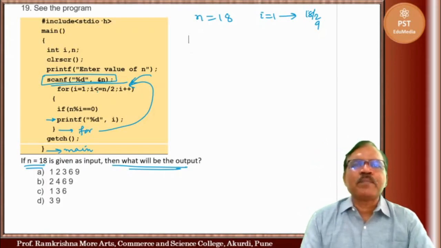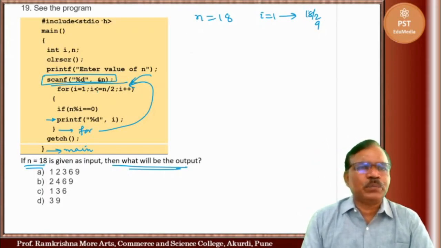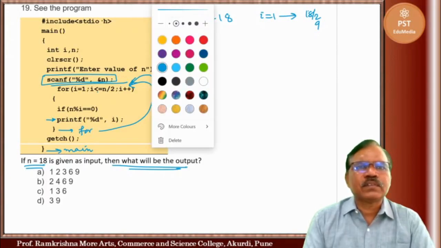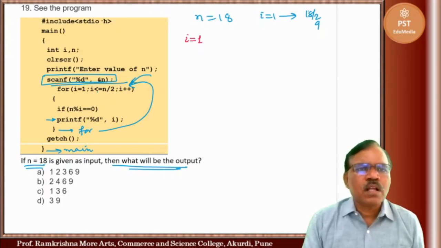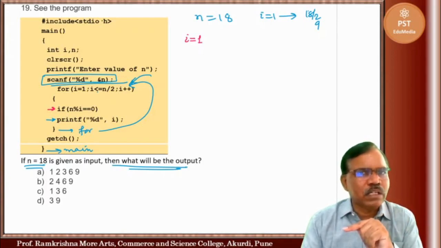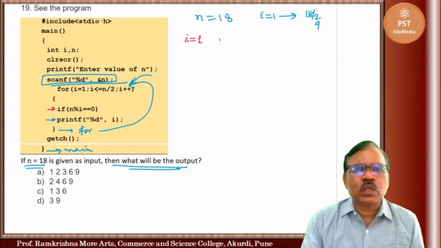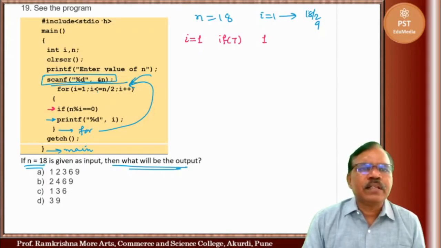We have to go up to n by 2. So first I equal to 1, the condition is true, so it goes to this. If n % I, that is n % 1 equal to 0, is true, so it will print I, so 1 is printed. Then it goes to this, I equal to 2.